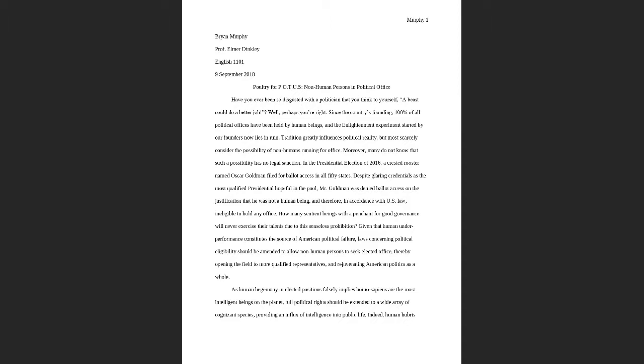A crested rooster named Oscar Goldman filed for ballot access in all 50 states. Despite glaring credentials as the most qualified presidential hopeful in the pool, Mr. Goldman was denied ballot access on the justification that he was not a human being and therefore, in accordance with U.S. law, ineligible to hold any office. How many sentient beings with a penchant for good governance will never exercise their talents due to this senseless prohibition?